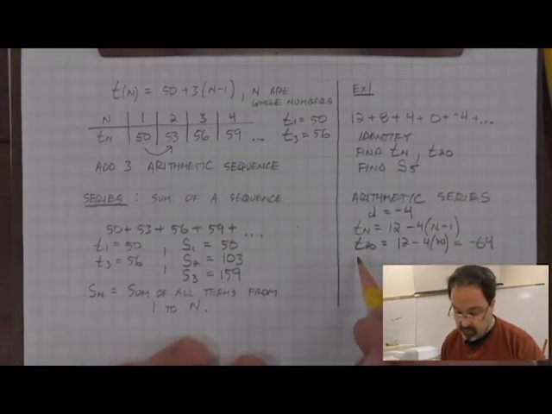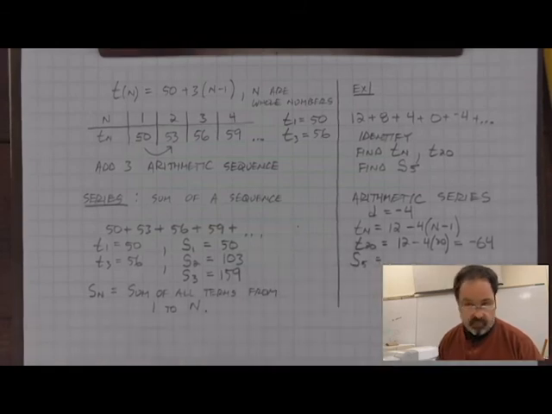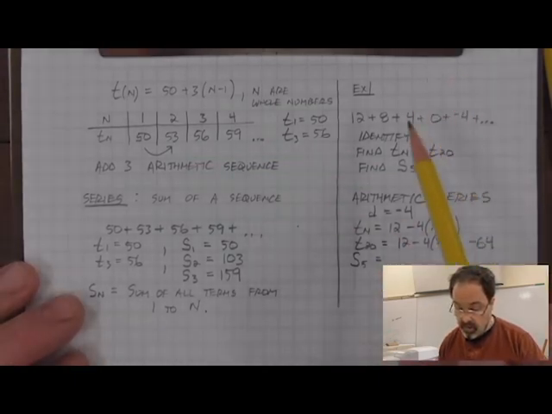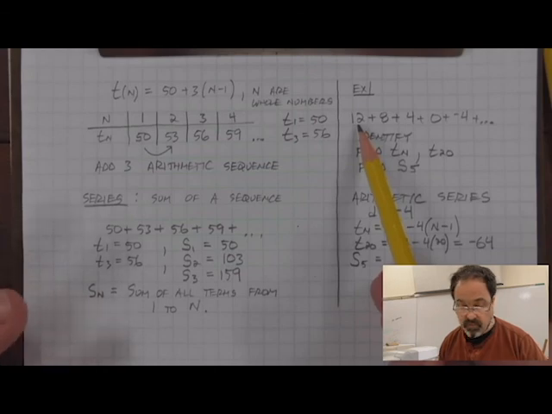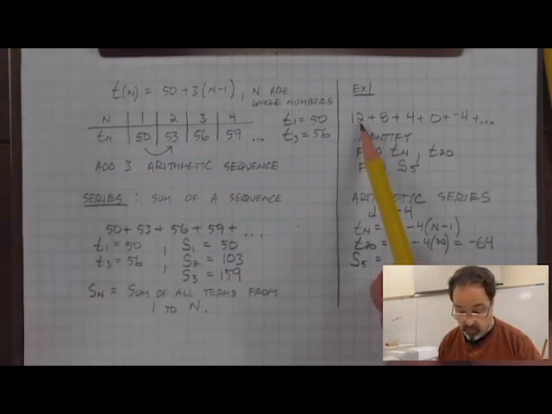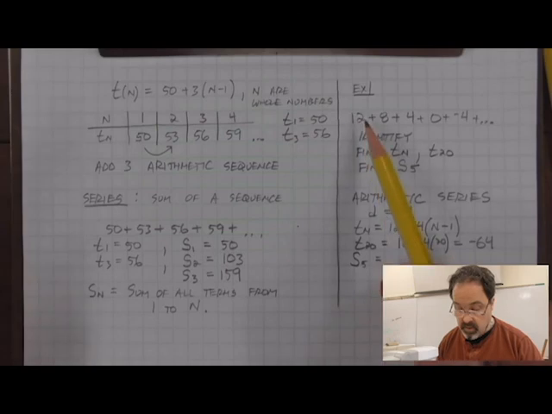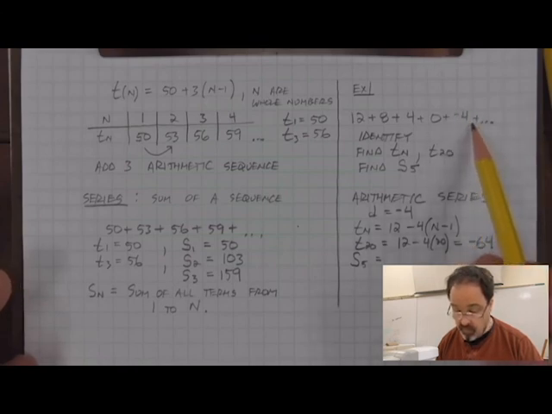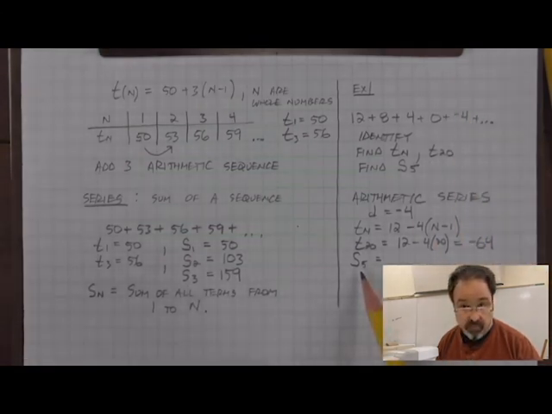The last thing I'm going to do is find S sub 5, which is the value of adding, or the sum of all the terms from the initial term all the way up to the fifth term. I'm going to assume that I start with a term number 1 whose value is 12. So I'm going to add 12, 8, 4, 0, and -4. I stop at -4. That's the fifth term of this series.